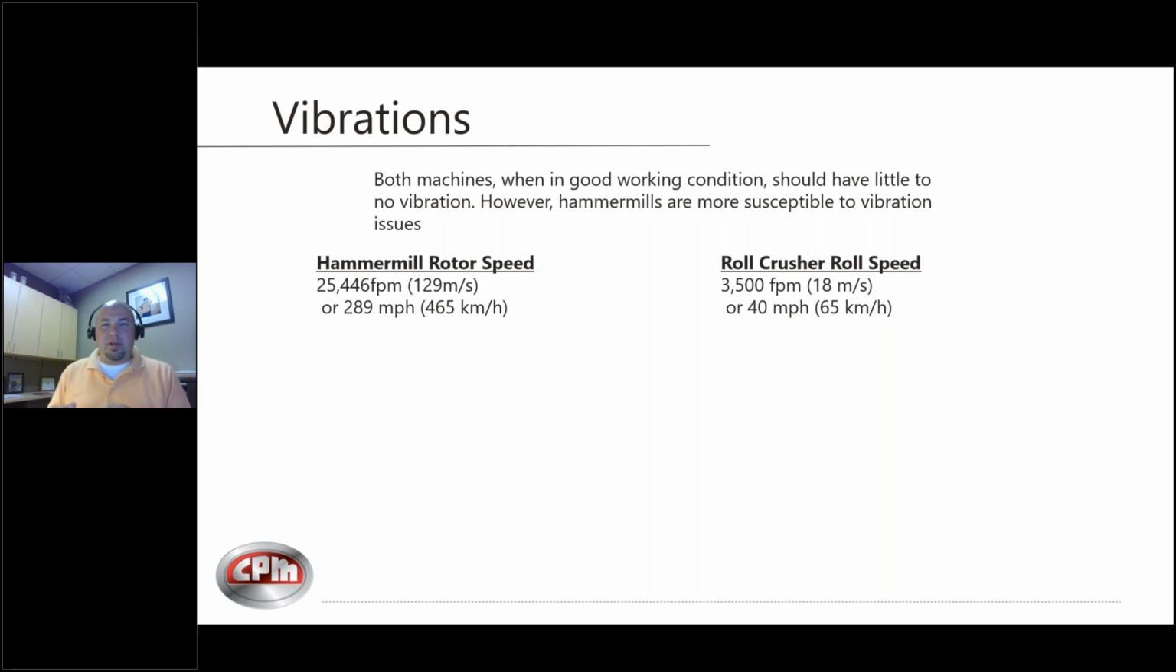It takes just a little bit of imbalance, and that rotor can start to shake on you, and you can have issues. Whereas roll crushers, the fastest most of those rolls are moving, and it's a smaller diameter even, is about 3,500 feet per minute, or 18 meters per second.